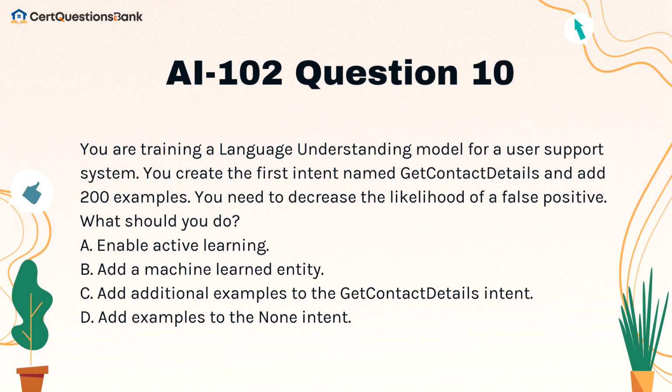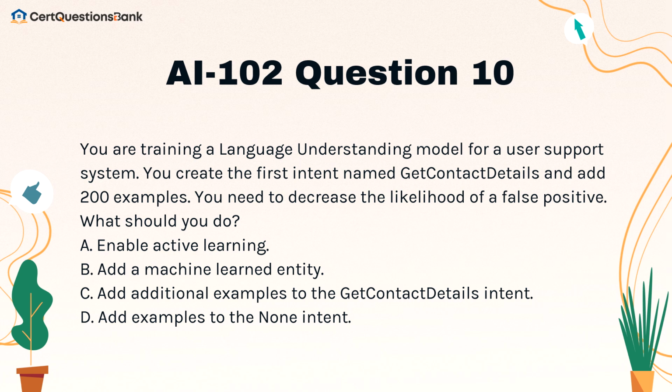You are training a language understanding model for a user support system. You create the first intent named Get Contact Details and add 200 examples. You need to decrease the likelihood of a false positive. What should you do?